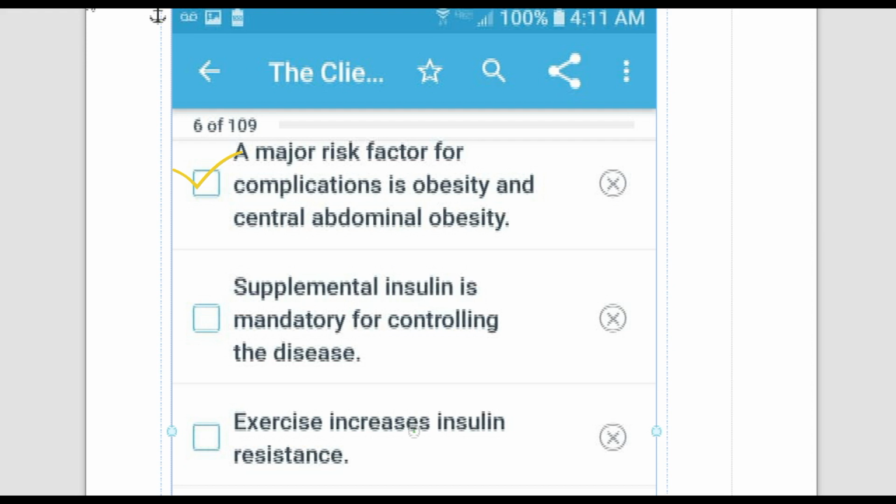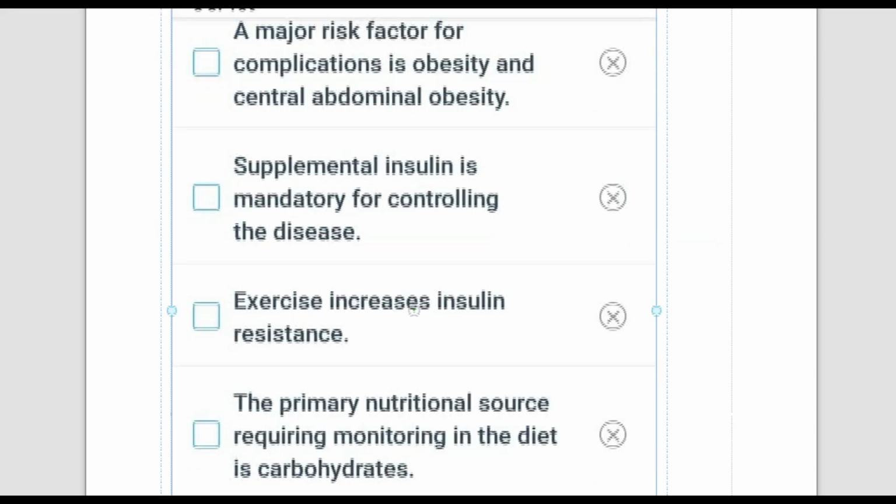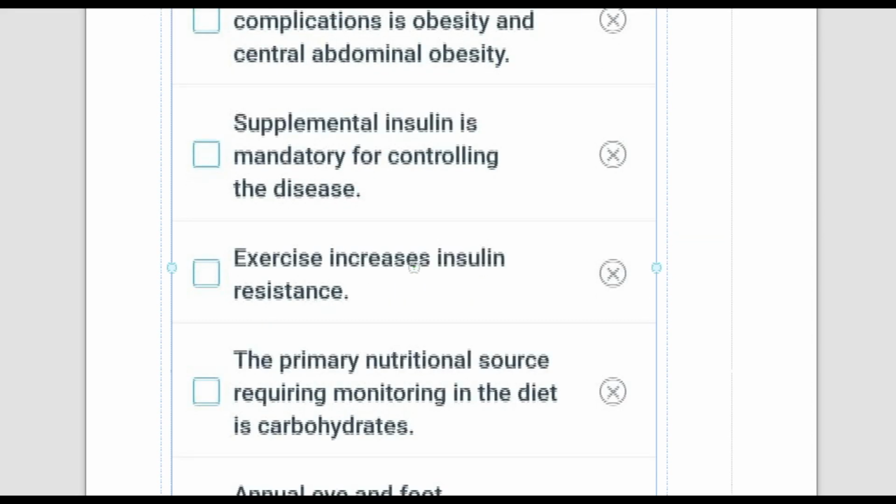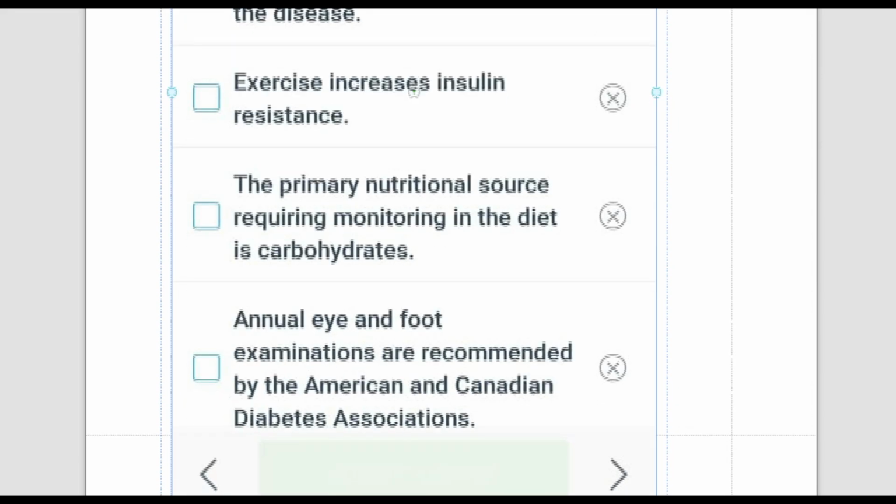Exercise increases insulin resistance. Well, we all know this is not true, so I'm not going to pick this as a choice. And the primary nutritional source requiring monitoring in the diet is carbohydrates. That's not true. There's other nutritional sources. So if I told them this, it would not necessarily improve their status. So don't pick it.